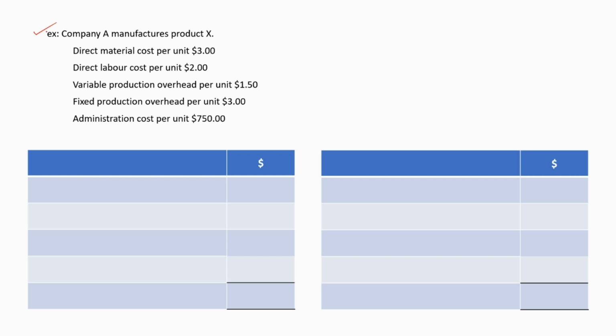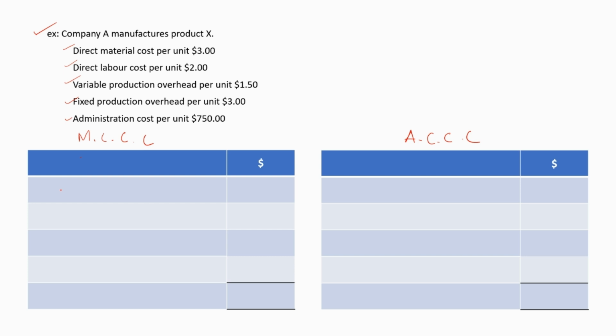Company A manufactures product X. The following costs are given: direct material cost per unit, direct labor cost per unit, variable production overhead per unit, fixed production overhead per unit, and administration cost per unit. So let's use this as the marginal costing cost card, and this is the absorption costing cost card.